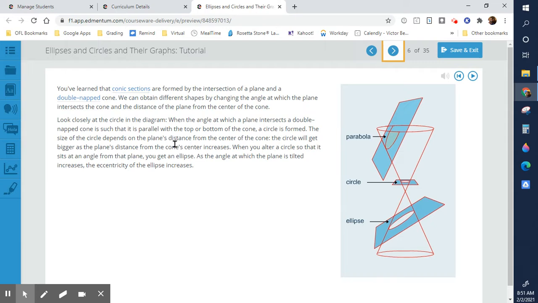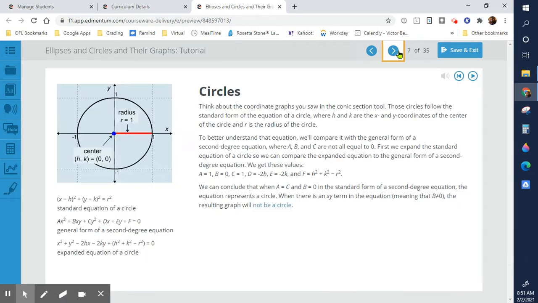You've learned conic sections. So we've learned about how everything in conics can be done with a double cone. We'll have every shape possible, every conic possible. So let's get into circles.